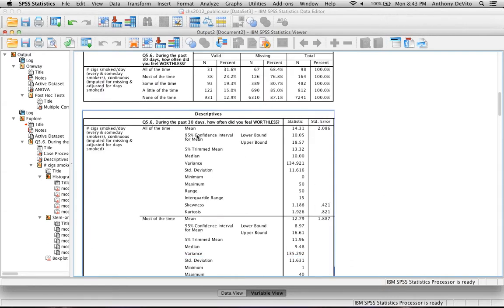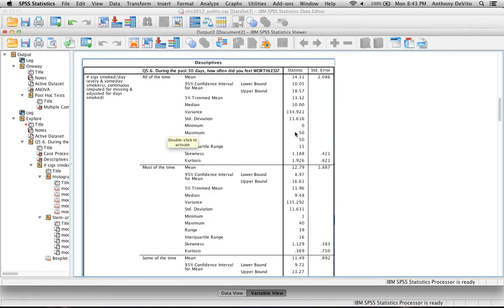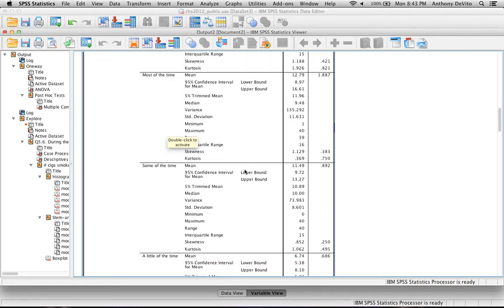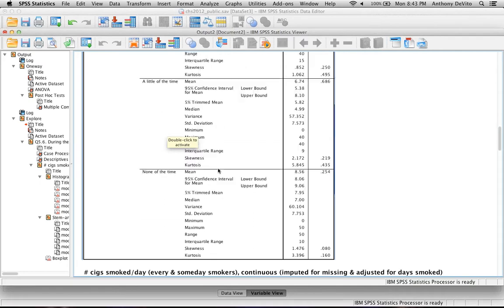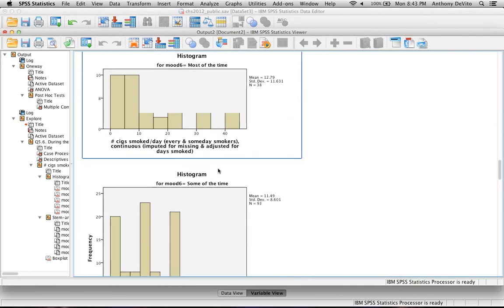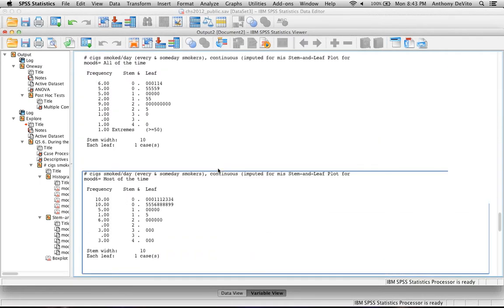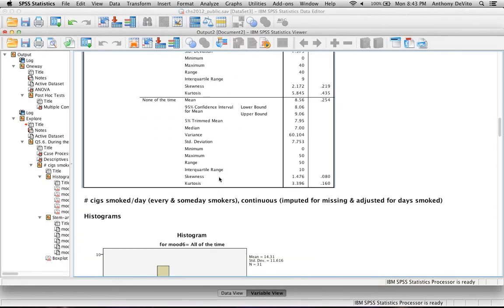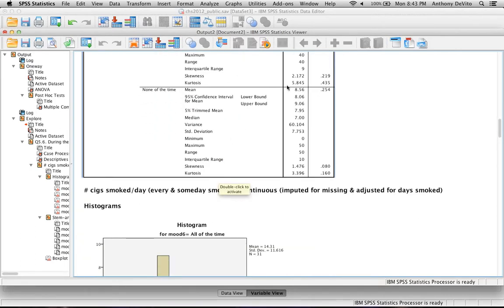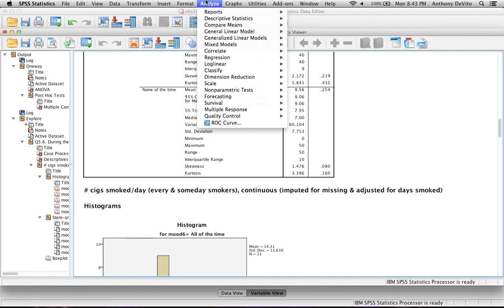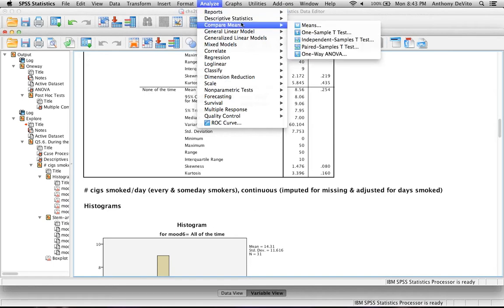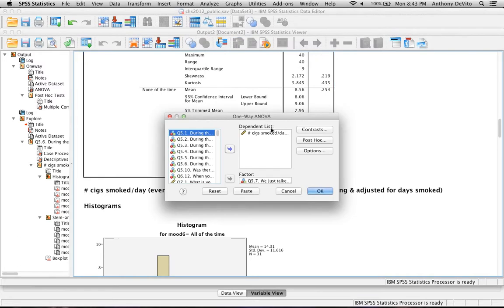Okay, the mean if you're worthless all of the time, 14.1 cigarettes per day. Most of the time, 12. Some of the time, it looks to me like it was... maybe I got this wrong. Because it looks like as you smoke, the less depressed or anxious you are, it looks like you're smoking fewer. I wonder if I put the wrong variables in. Analyze, compare. Because the names are so similar, let me see what I put in there.